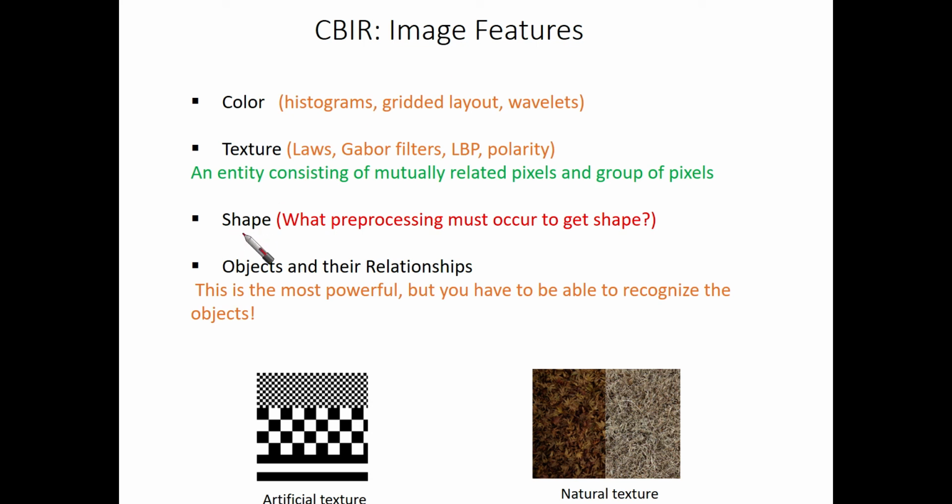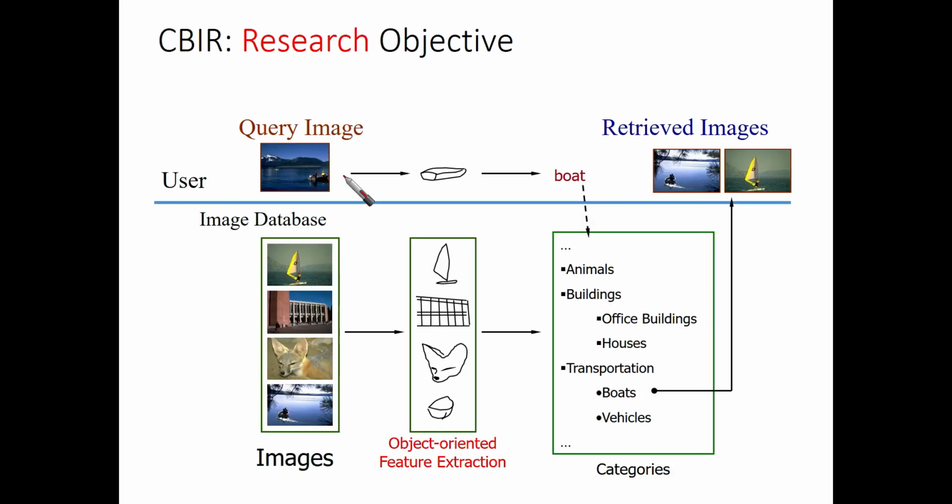And then you might have shape. The shape is also an image feature. And in an image, if we have some objects, what kind of relationship you have between those objects might also be our feature. Definitely this is the most powerful, right? So sometimes when we find out the features, we can come up with object-oriented features. So it's even more appealing and more effective.